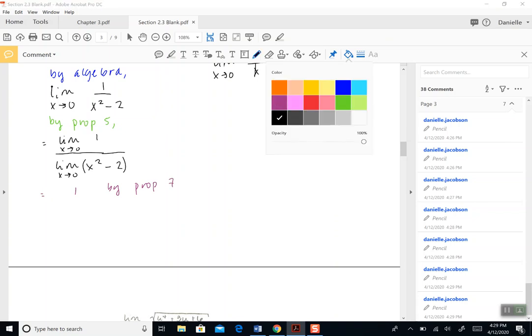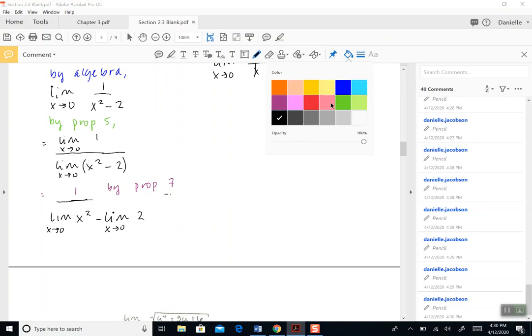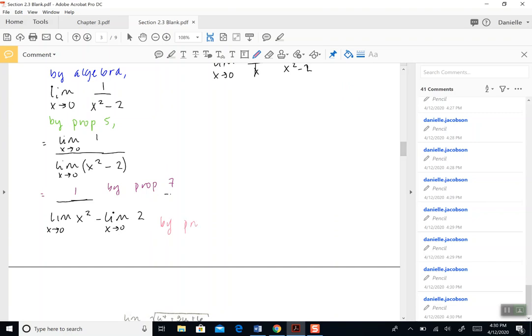Looking at the denominator, we're taking the limit of two functions that are subtracted. If we roll back up to the limit laws, property number 2 says that we can run this limit across subtraction. What this gives me is the limit as x goes to 0 of x squared minus the limit as x goes to 0 of 2. So I'm running my limit across subtraction there, and that was property number 2. All right, let's continue on with this. We are almost done at this point.